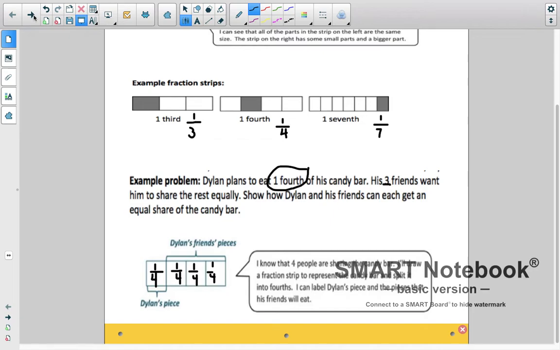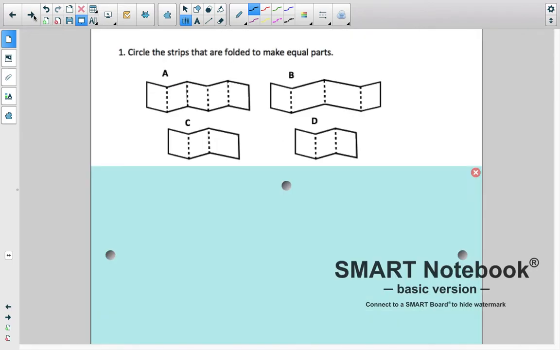All right, now let's move on where you get to try some of the problems. It says circle the strips that are folded to make equal parts. So remember, we said that each piece has to be equal. So I'm going to look at A, B, C, and D. And what I'm going to do is cross out the ones that don't look equal.